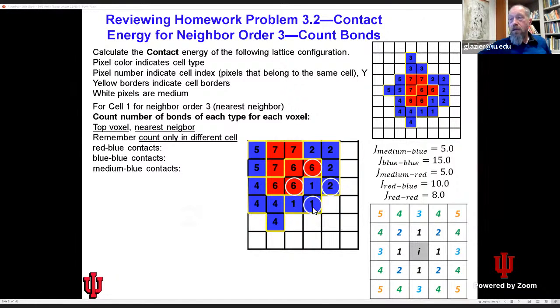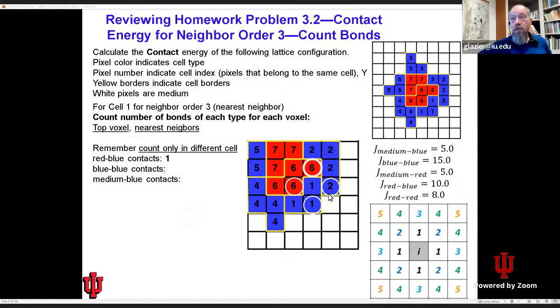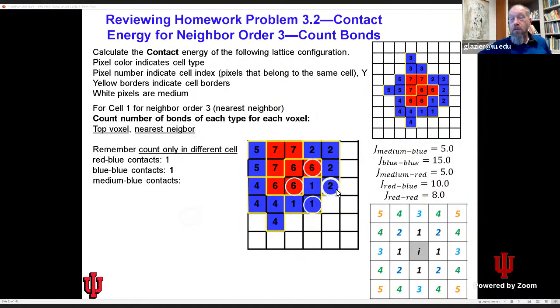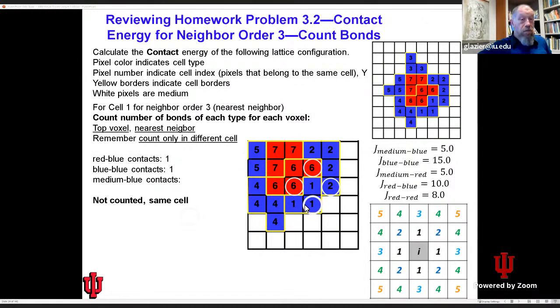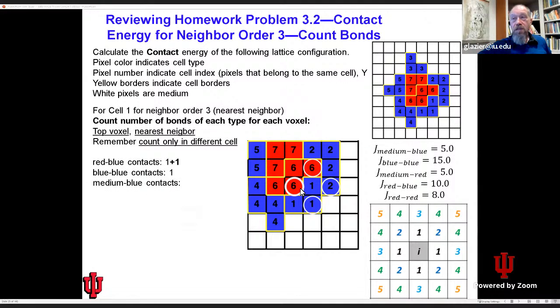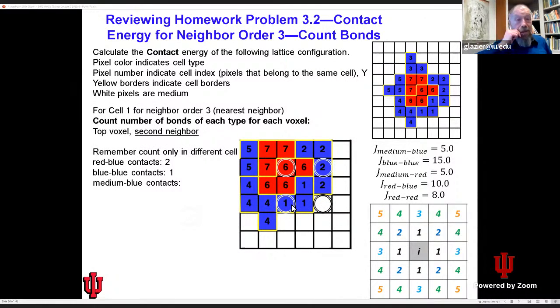And I'll notice that one of them is inside my own cell, so it doesn't count. One of them is inside a different blue cell, so I get 1 unit of blue. And 2 of them are inside cell 6, which is red, so I get 2 units of red. So if I walk around the edge, 1 unit of red from this 6, 1 unit of blue from this 2. This one doesn't count because it's in my cell. And this 6 gives me another unit of red-blue. So after I've done nearest neighbors, I have in my counting 2, 1, 0.